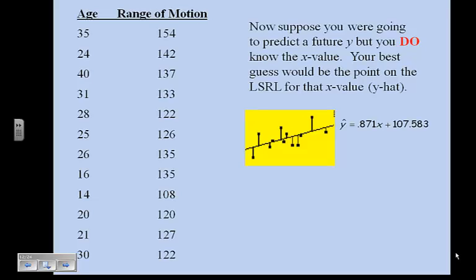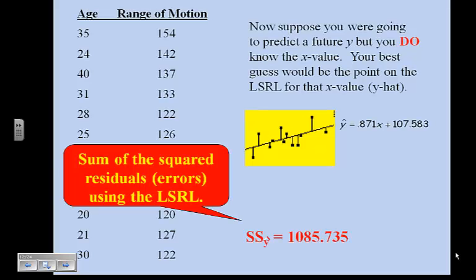So once again, I draw lines from the points to the line. I square them all and I add them all up. So this is the sum of the squared residuals using the least squares regression line. Do you remember what the previous one was? The previous one was over 1500. This one's 1085. So we've gotten better. Our error is less than it was before.